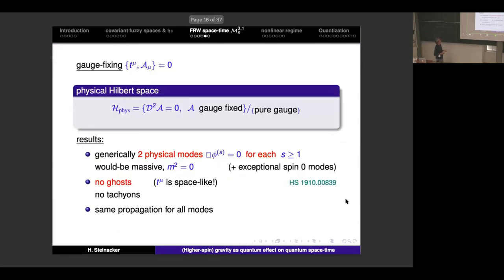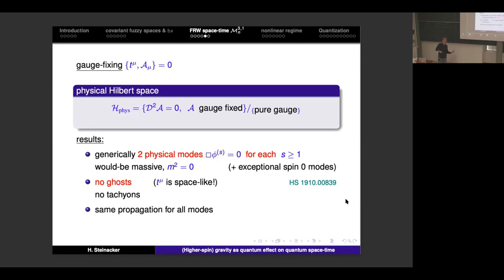You can work out all this and so on. But of course, this is not physical. If you want to get the physical Hilbert space or physical configuration, you do what you always do in Yang-Mills gauge theory: you gauge fix and you mod out the pure gauge stuff. You can do it very much like the Faddeev-Popov type of approach. And then it turns out you get two physical modes for each spin larger or equal to one. These modes have the degrees of freedom of massive gauge fields, but at mass equal to zero.